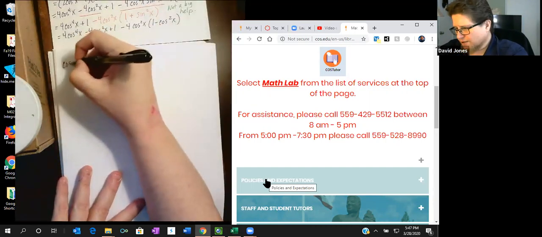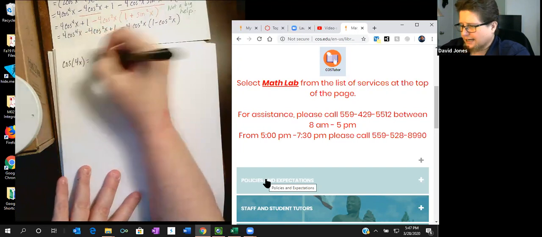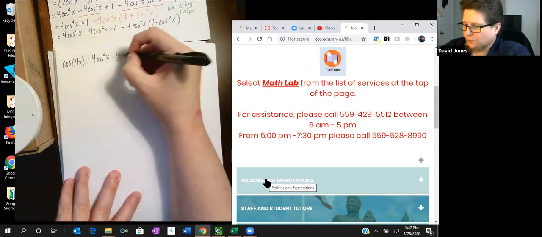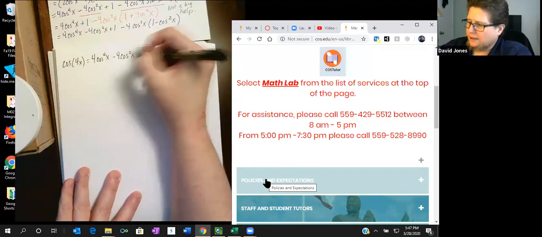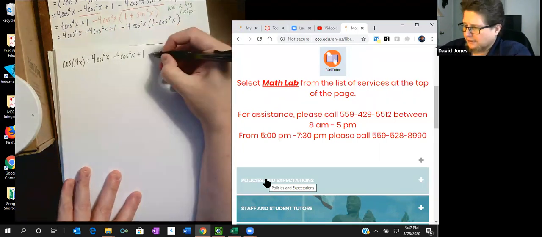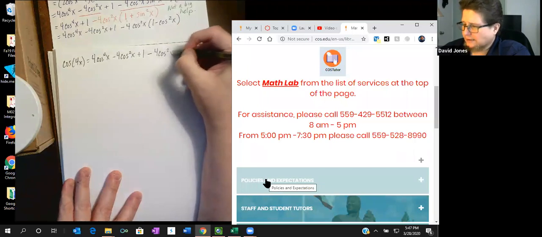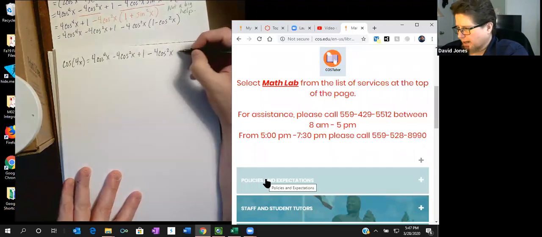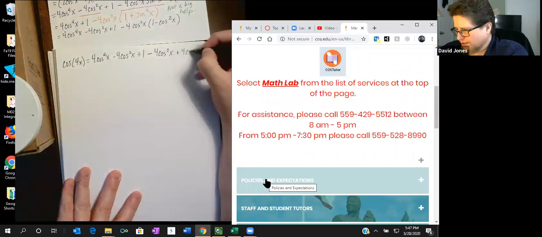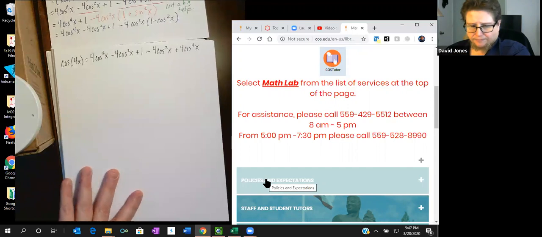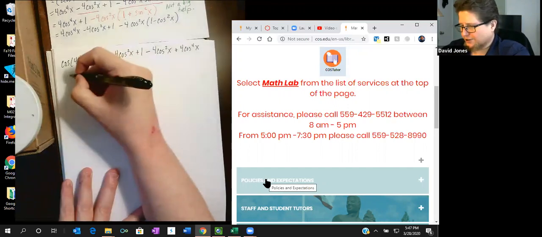So we've got cosine 4x equals 4 cosine to the 4th x minus 4 cosine squared x plus 1. Then I'll distribute that minus 4 cosine squared x and plus 4 cosine to the 4th x. And we can gather like terms. I've got a couple things of like terms.